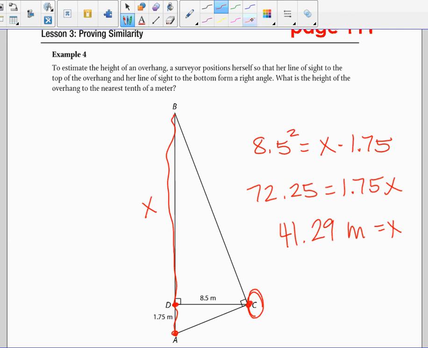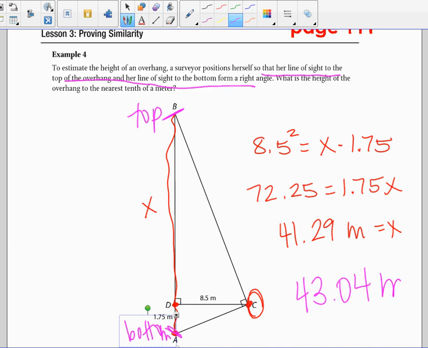But let's see, they're asking to estimate the height of the overhang. You want to pay attention to this. Her line of sight to the top of the overhang and to the bottom of the overhang. That means this is the top of the overhang and this is the bottom. So you don't want to just end with the 41.29. You want to add them together. So the actual height is going to be 41.29 plus the 1.75. So you get 43.04 meters is the total height of the overhang.